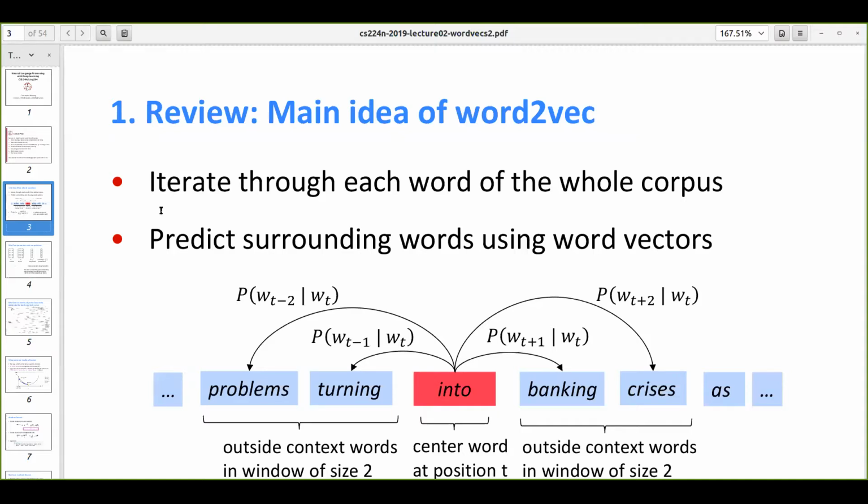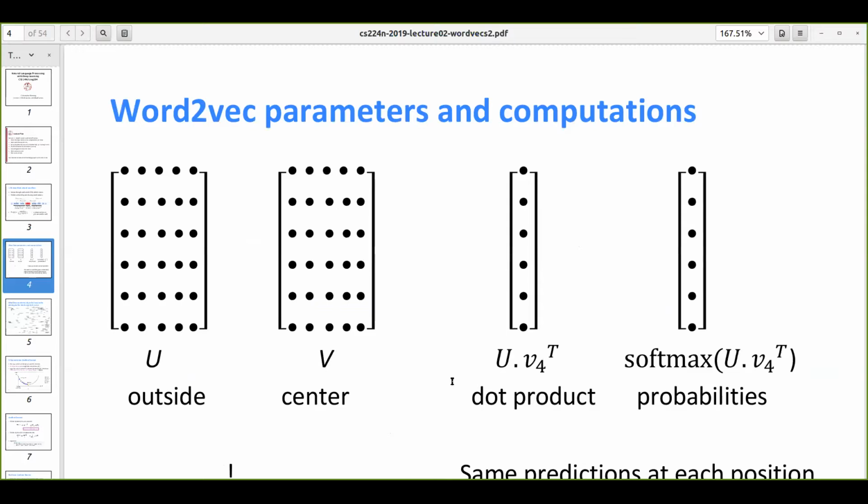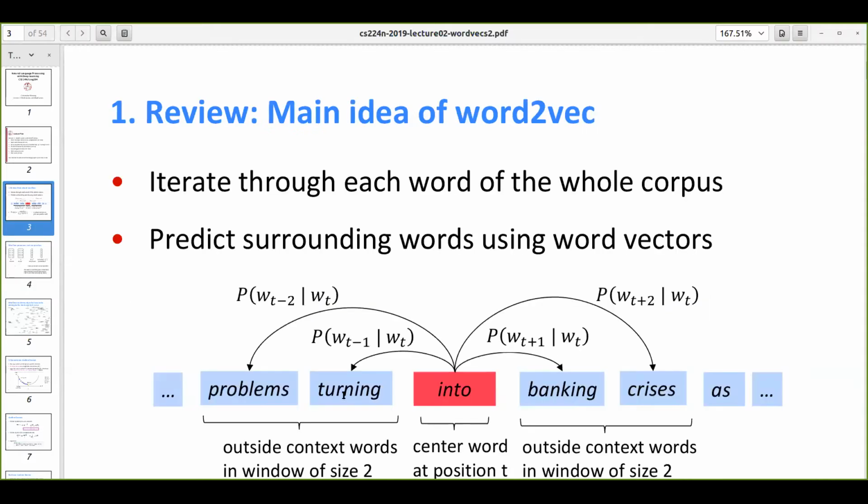So given a sentence like "problems turning into banking crisis as", we'll pick one center word, and the window could be 2, 5, 8 or anything. Here it's 2, which means we'll be trying to predict 2 words on one side of the center word and the 2 words on the other side as well. So here we can see that "problems" and "turning" come under context words, and "into" will be the center word for this step.